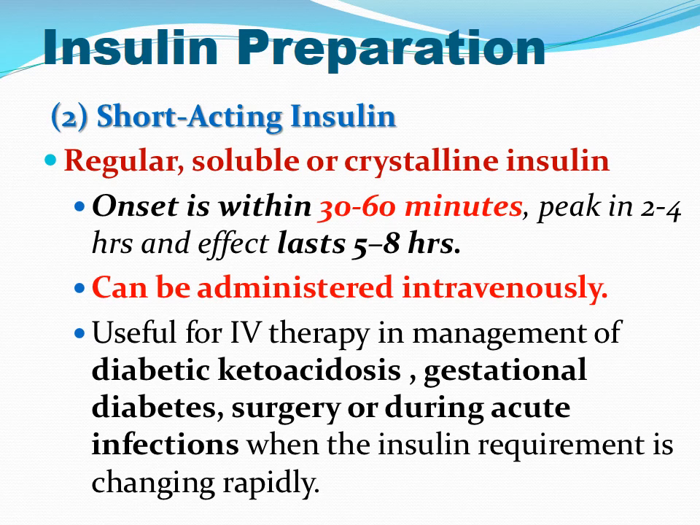Short-acting insulins, a second group, contain for example regular, soluble, or crystalline insulin. All the same name: regular insulin, soluble, or crystalline insulin. Onset is within 30 to 60 minutes, peak in 2 to 4 hours, and a duration of action of 5 to 8 hours. Being a clear solution, they can be administered intravenously in cases of emergency.